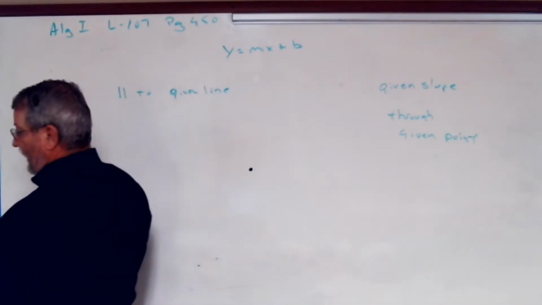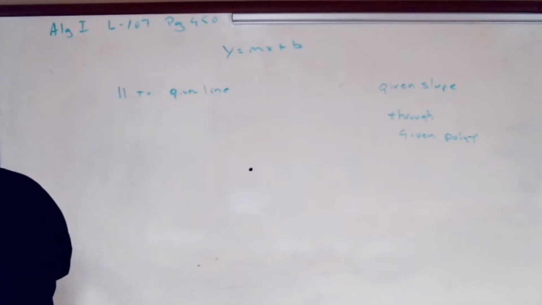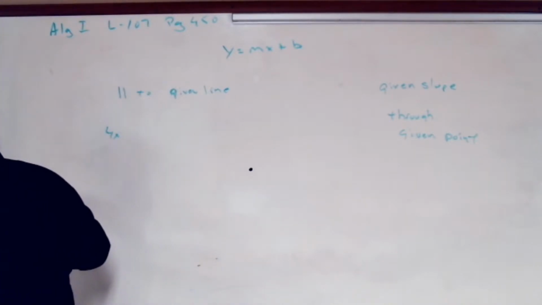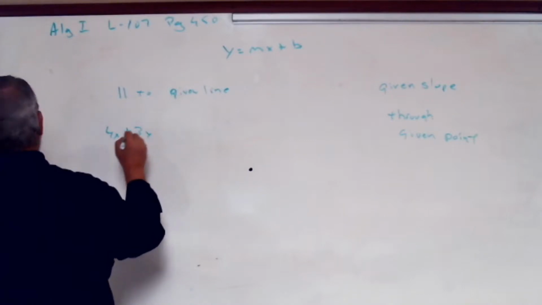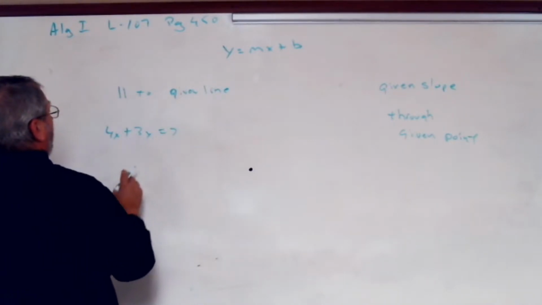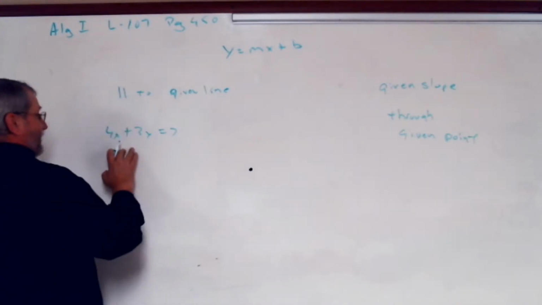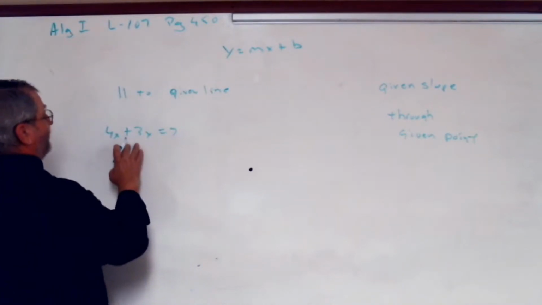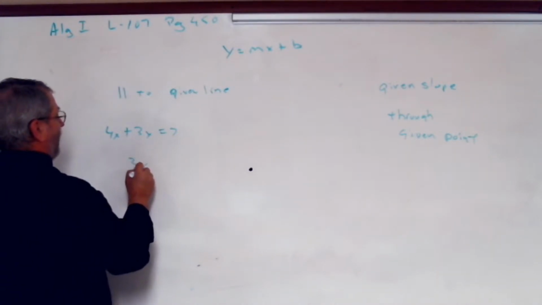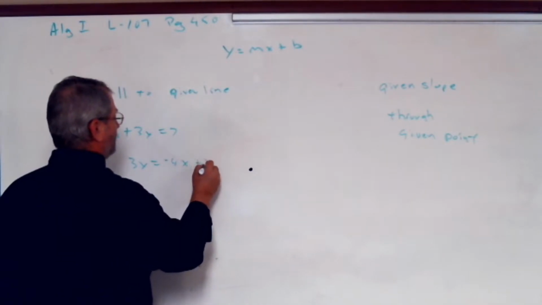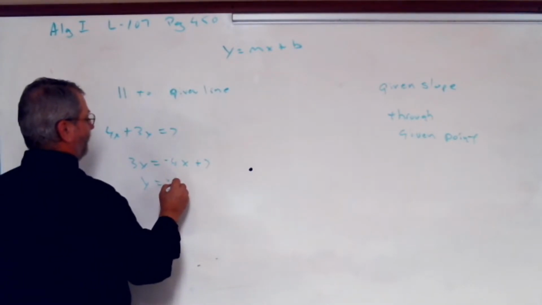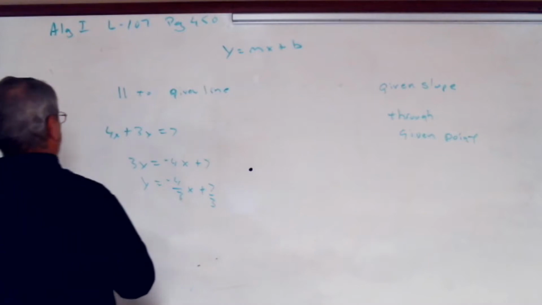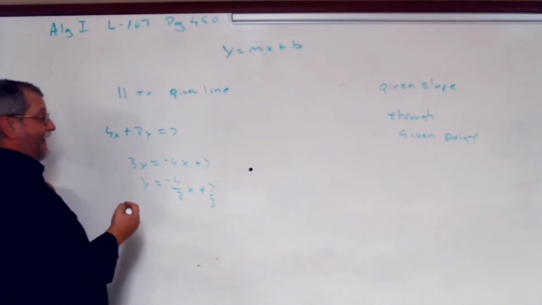Number one, if you want a line that's parallel to a line that you already have, let's say we have 4x plus 3y equals 7. Now I want a line that's parallel to this line. So what I need to know, first of all, is the slope of this line. So I get 3y equals minus 4x plus 7. Y equals negative 4/3 x plus 7/3. Okay, so the slope on this line is what?